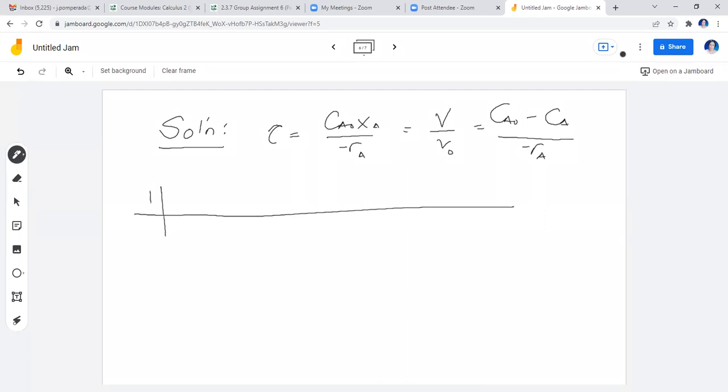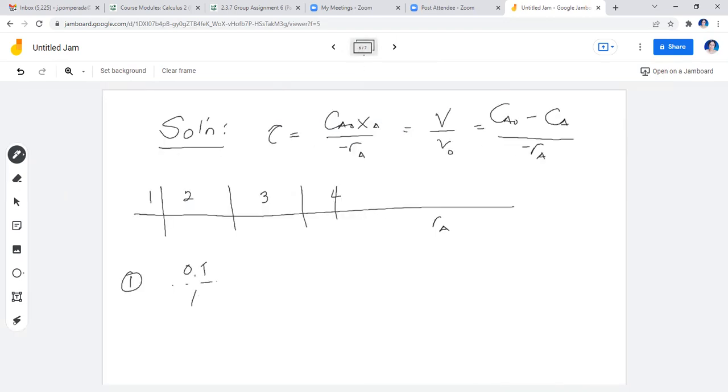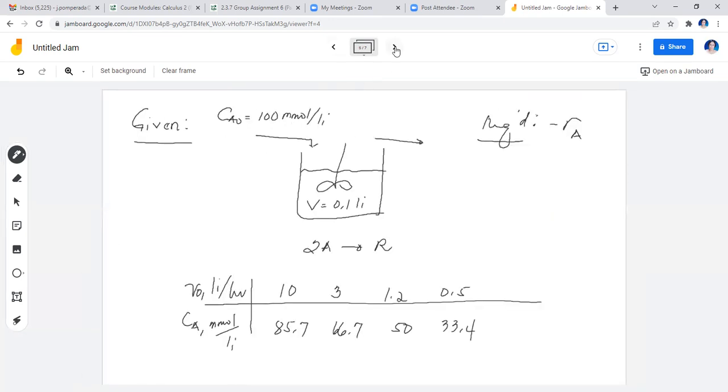So for runs 1, 2, 3, and 4, I will have the rates. These are the rates that I'm going to write in the second row here. How will I do that? I'll use this particular equation. For run 1, the volume of the reactor is 0.1, fixed at that, and your volumetric flow rate is 10. So divide by 10, and your initial concentration is 100 millimole.